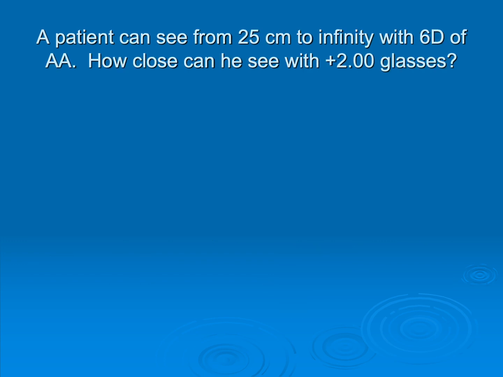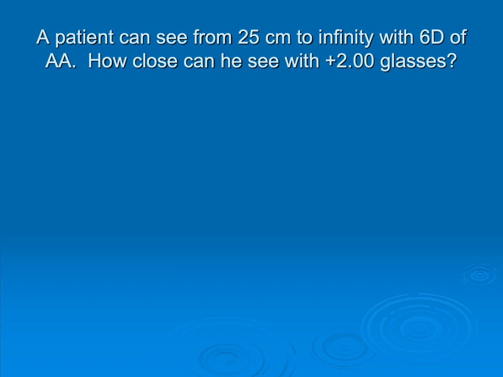Let's work one last problem. So here we've got a patient that can see 25 centimeters to infinity, and they've got 6. Wait a minute. It's asking how close can he see when wearing 2 diopter glasses? We haven't done a question like this. How do you work that? I can tell you the best thing to do is just ignore that second statement altogether. Just take that first statement and do what we've been doing over and over.